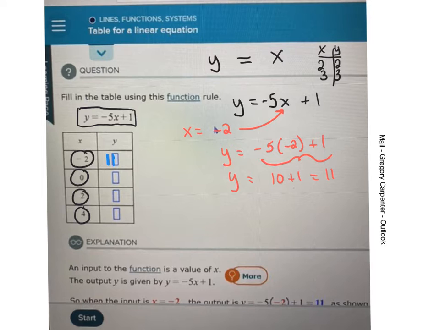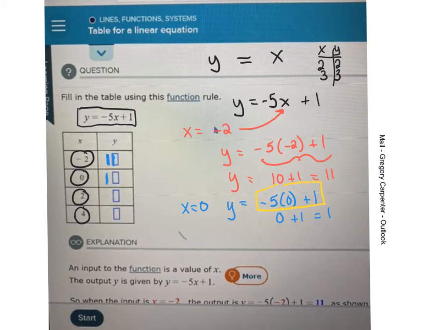So now for the second line, we just do the same thing again. This says x is 0. We want to find what's the y that matches up with that. So y equals -5 times 0, because again, we're just going to plug it into that equation, plus 1. -5 times 0 is 0, plus 1, which is 1. And you are always welcome to put this portion into the calculator to let you figure out what it is. So in this box, I'll put 1.